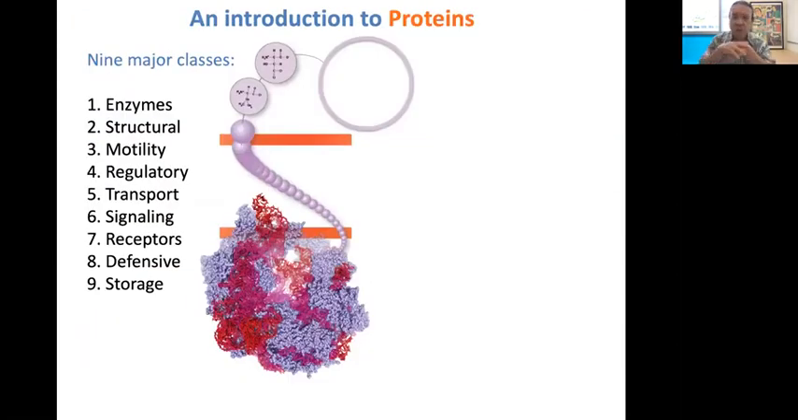So let's start off with one group of important polymers. We will talk about proteins today. There are 9 major classes of proteins, and these are functional ways of thinking about what proteins do. Enzymes, structural proteins, proteins that are involved in motility, like motion of the cell.